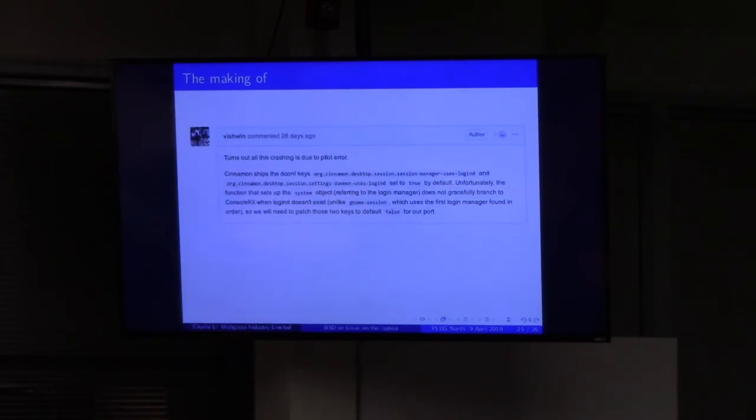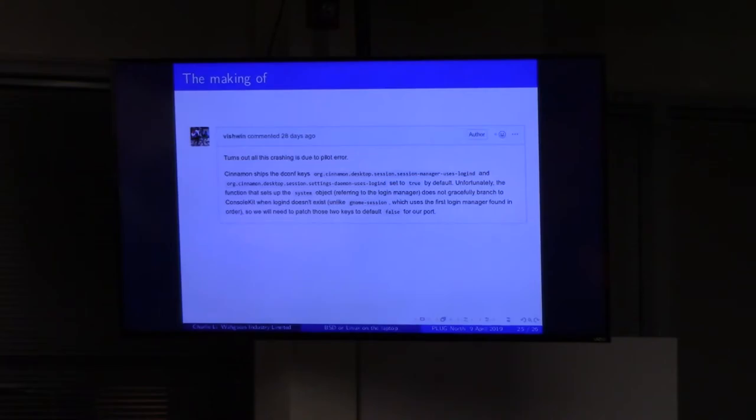And then there's a little bit of the making of Cinnamon on FreeBSD. This was just me commenting about it, like that dodgy sound support. That was just pilot error. Apparently what happened was it was trying to dereference a null pointer to the logind session, and logind doesn't exist on any of the BSDs. There is an option to use consolekit, but at the time it was not switched on by default. So of course when it tries to dereference a null pointer, the whole session crashes.